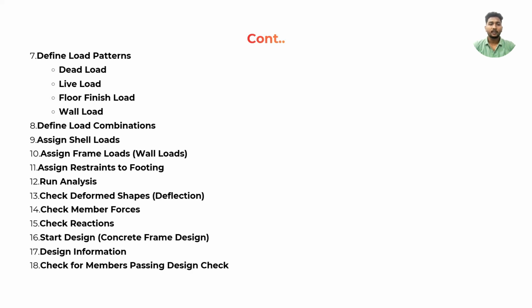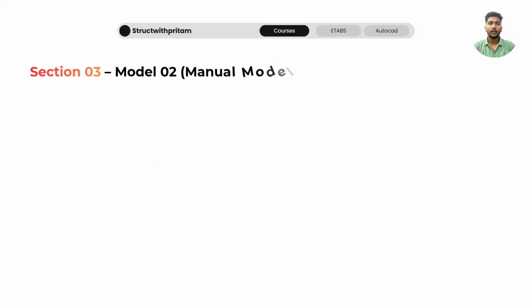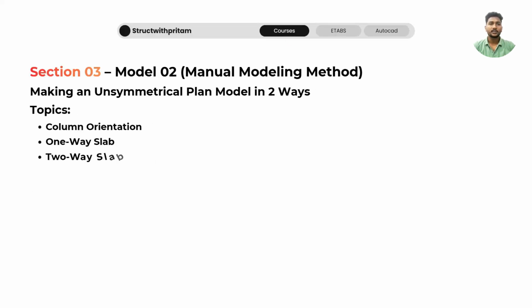Okay. If any member fails, we will see what the problem is and we will resolve it perfectly. Okay. Like this way we will cover this model 1. Now in this section 3 we will start with model 2, where we will be manually modeling using a manual modeling method. Okay. It will be a step-by-step method.